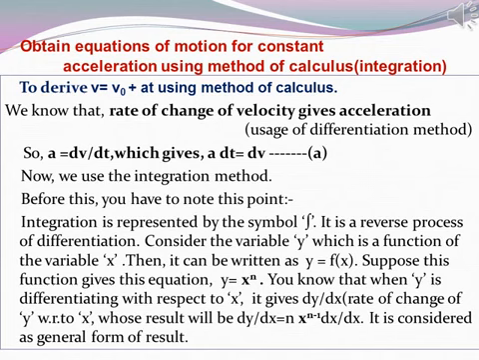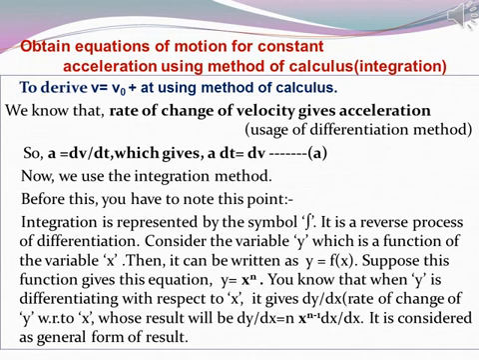We know that rate of change of velocity gives acceleration, whose calculation by the usage of differentiation method was studied in last class. So, a = dv/dt, which gives a dt = dv, which is equation A. Now we have to use the integration method. Before doing this, you have to notice this point. Integration is the reverse process of differentiation, which is represented by the symbol as shown in the given slide.